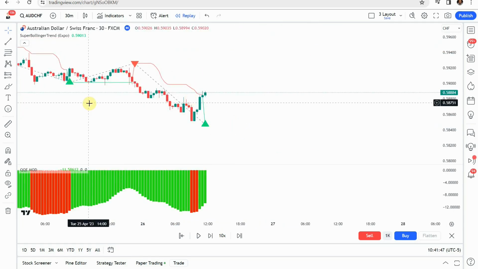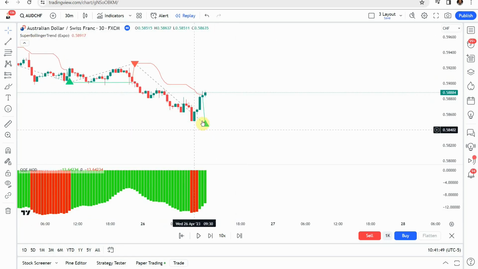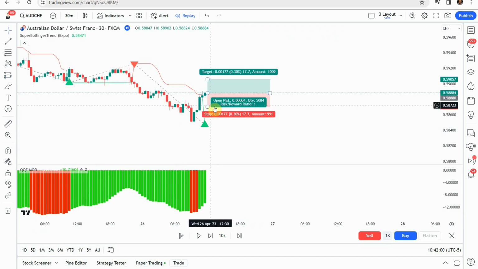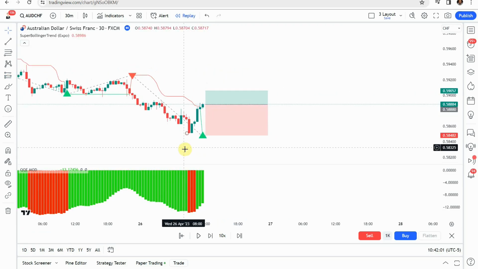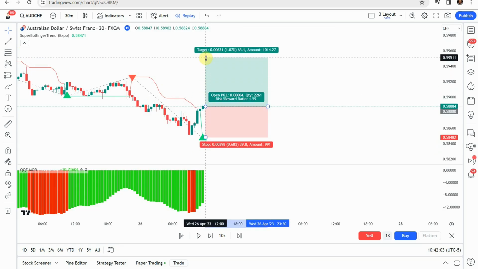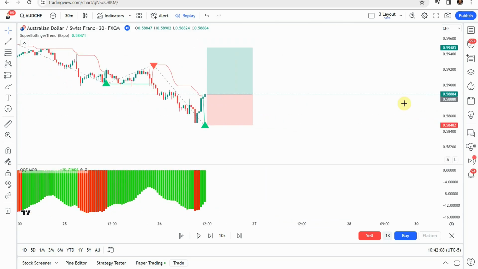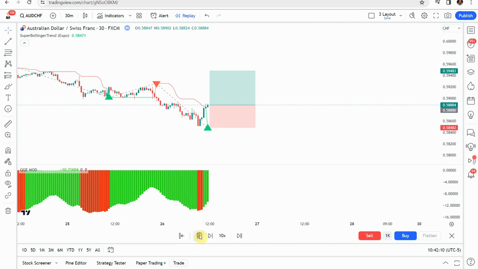Alright, so for a long trade, we're looking for the Super Bollinger Band to give us a green arrow. When we get that green arrow, we're looking for the QQE mod to also be green. It's going to be our signal to then go long. Once again, we're going to set our long there. We're going to put our stop right below the last swing and target that 1 to 1.5 risk reward right about there. Let's go ahead and play this one forward and see what we get out of it.